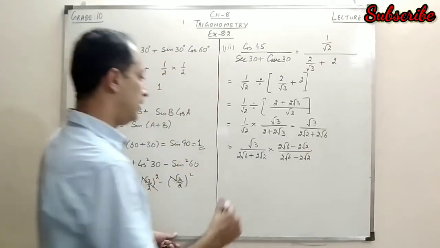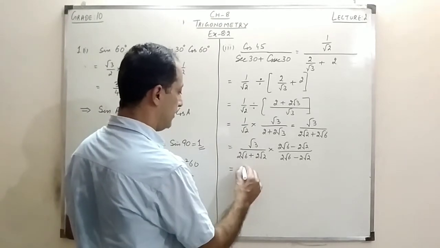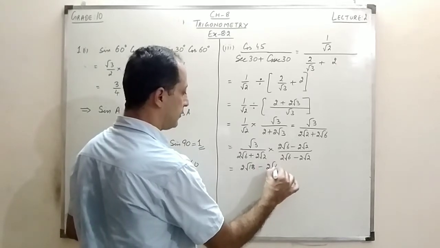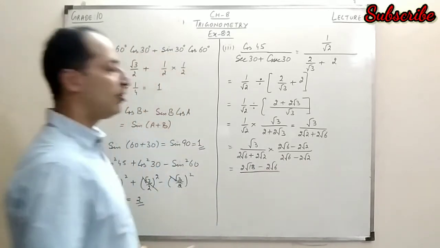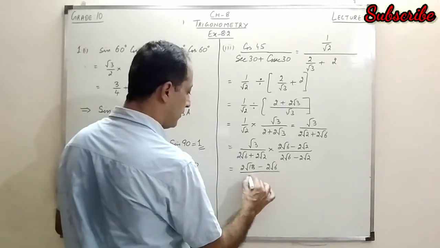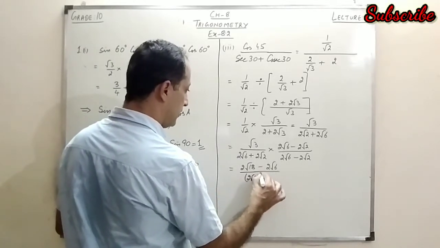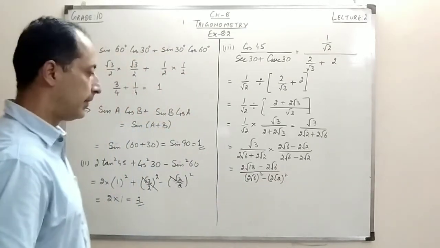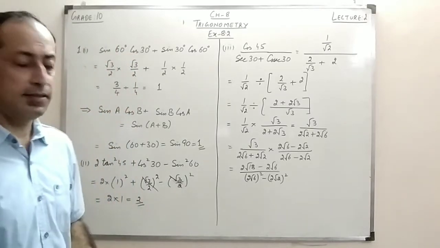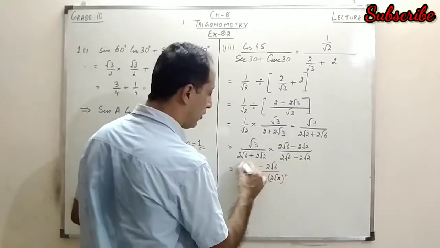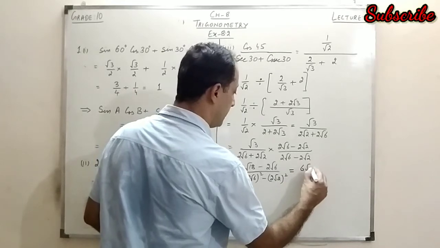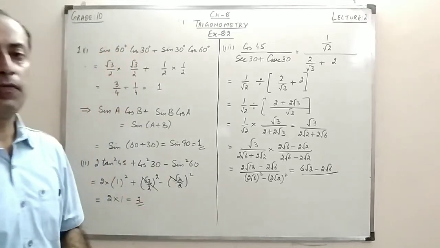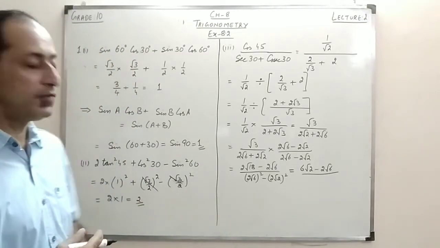Now in the numerator, I have 2 root 18 minus 2 root 6 upon, in the denominator it becomes square of 2 root 6 minus square of 2 root 2. Now this 18 can be factorized, it can be written as 3 root 2. So overall this value becomes 6 root 2 minus 2 root 6 upon, in the denominator the square of 2 root 6, square of 2 is 4 and the square root of 6 is 6.